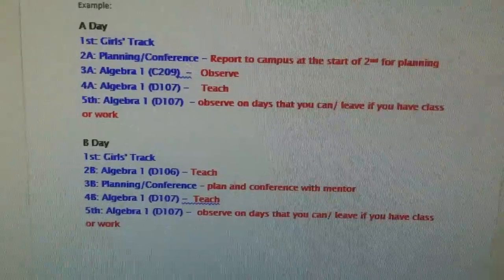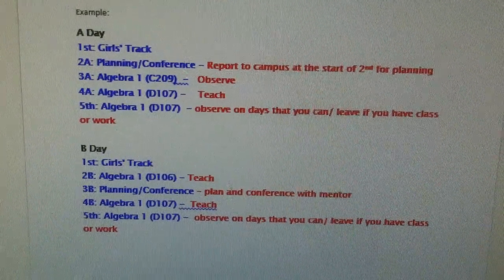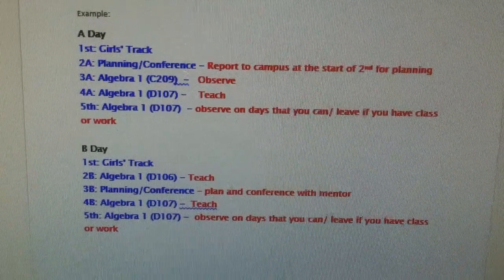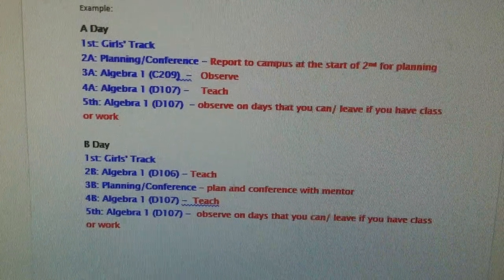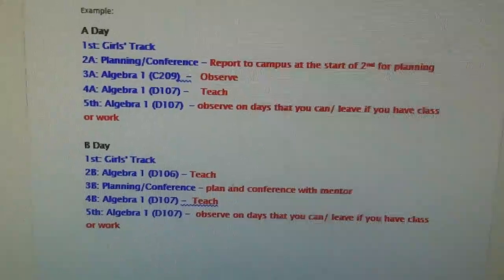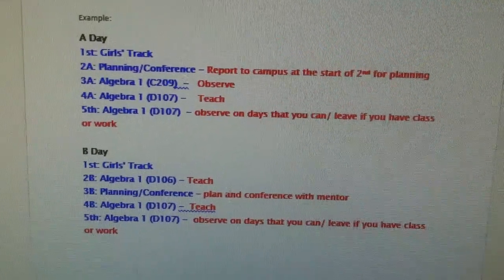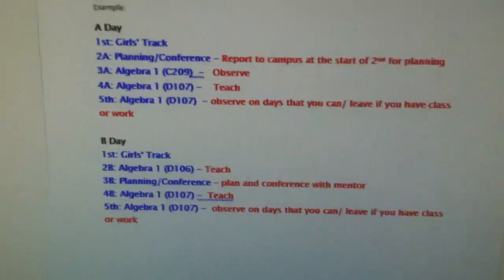Again, you signed a paper stating that you understand that it is best not to work during student teaching. However, I know that some of you need to. It is best if you can work mostly on Fridays, Saturdays, and Sundays, and keep your working on Monday through Thursdays to a minimum.